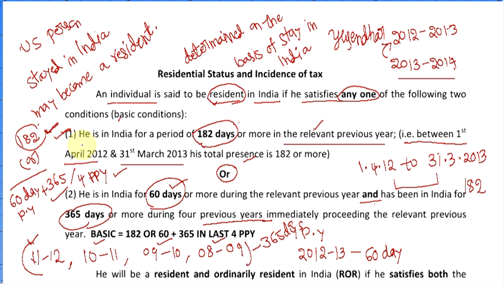Again, I am reading the conditions. The first condition: an individual is said to be a resident if he satisfies any one of the following two conditions. The first condition is he must stay a minimum of 182 days in the relevant previous year, or he must stay 60 days in the relevant previous year and 365 days in the four previous years immediately preceding the relevant previous year. These are the primary two conditions.